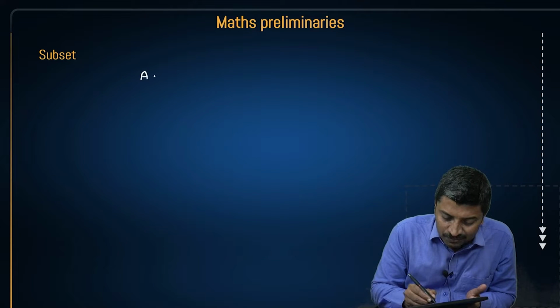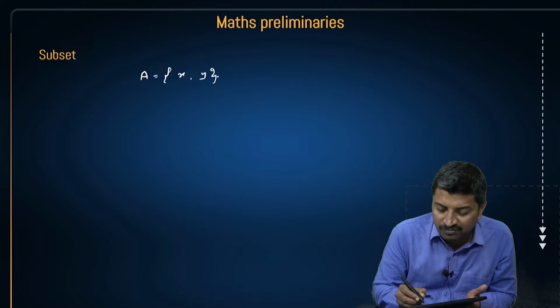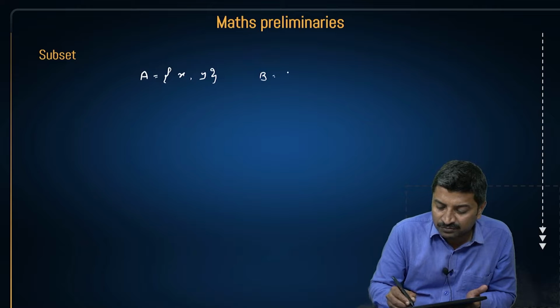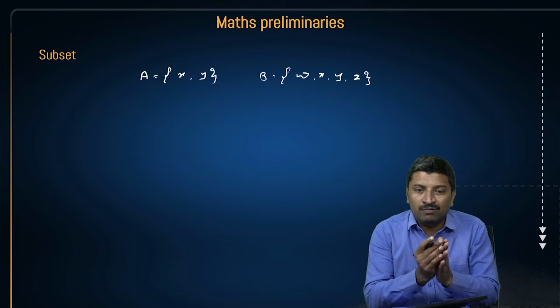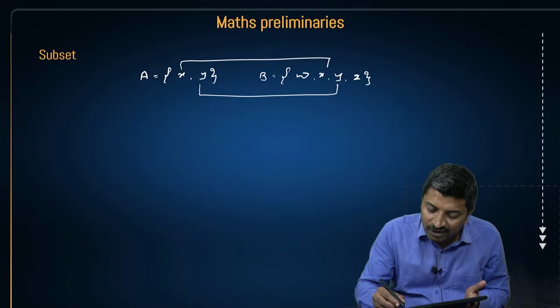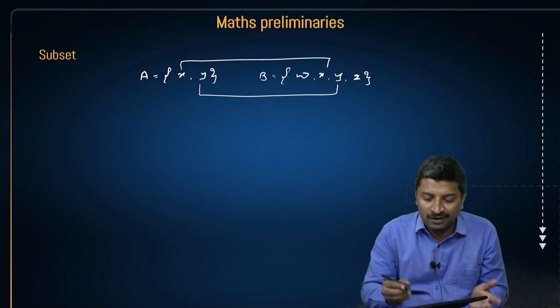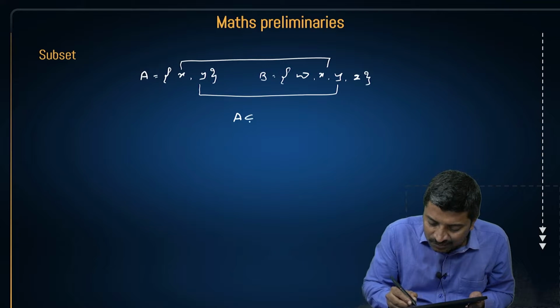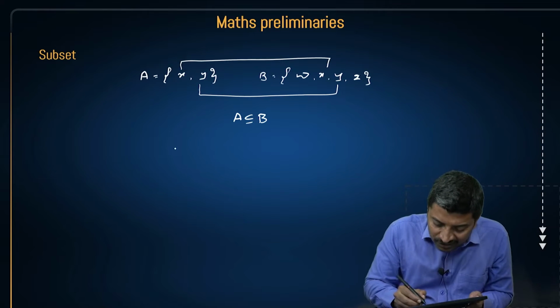Suppose I have two sets. Assume this is my A: x, y. Suppose I have one more set B, which has w, x, y, z. Now every element of A is an element of B. In such cases, we say that A is a subset of B, and we write it as A subset of B. Is that clear?